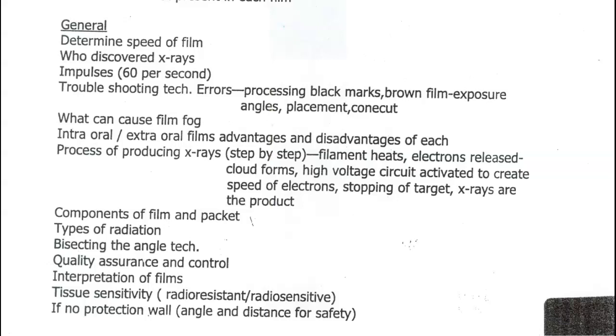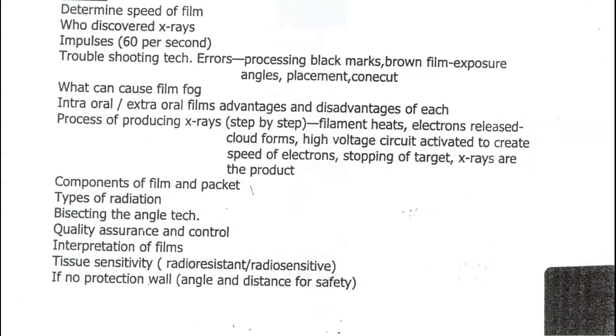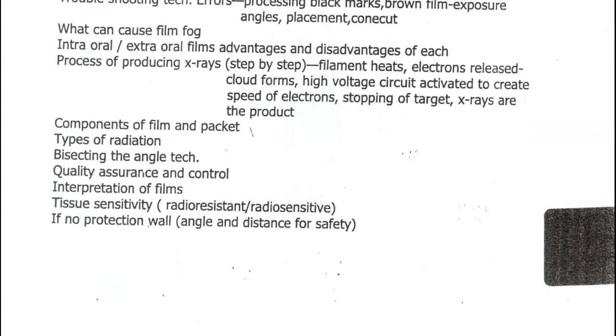So just to kind of clarify some terminology, make sure that you know your safety rules and your safety breakdown. Everyone that's not directly involved has to leave the room. If there's no protective wall, you have to stand 6 feet away at 90 to 135 degrees. So just make sure you're familiar with those safety terms and the rules for radiation if there's no wall.